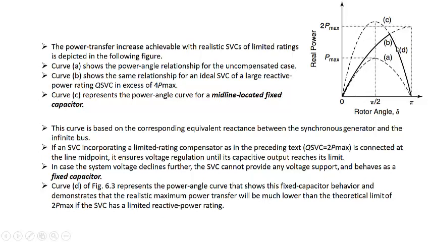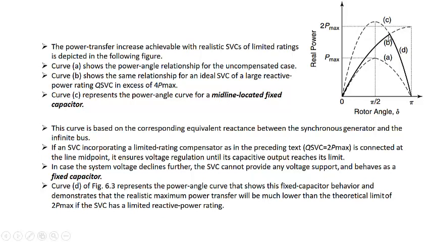From here you can see there are still advantages. These advantages are not eliminated by having some fixed or limited rating. You can see the peak of this has increased. Definitely it is not equal to 2 Pmax, but it is still greater than this value. And in the ideal case, we have actually eliminated the instability problem. The instability range that was from 90 to 180 degree has now decreased.